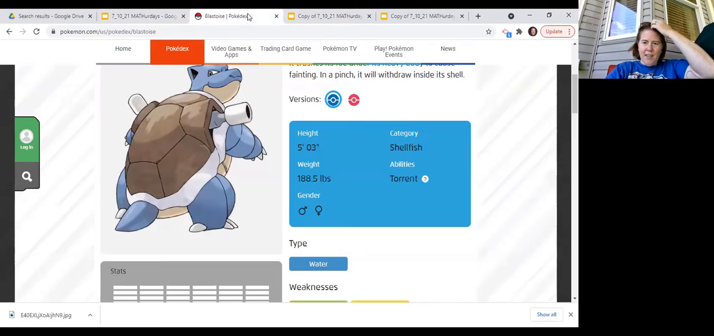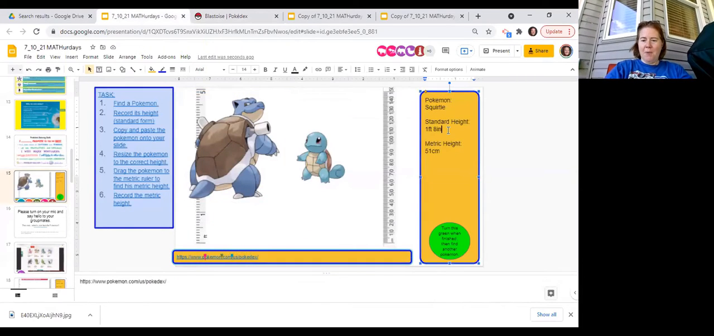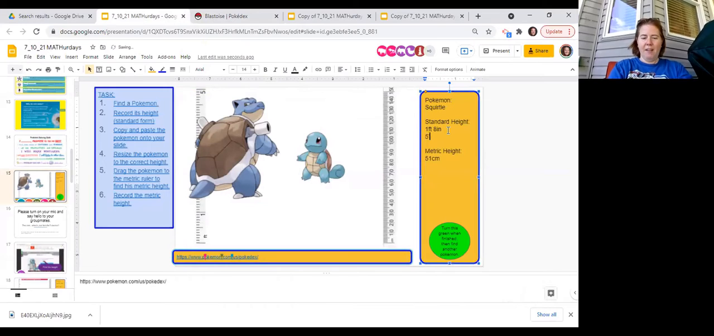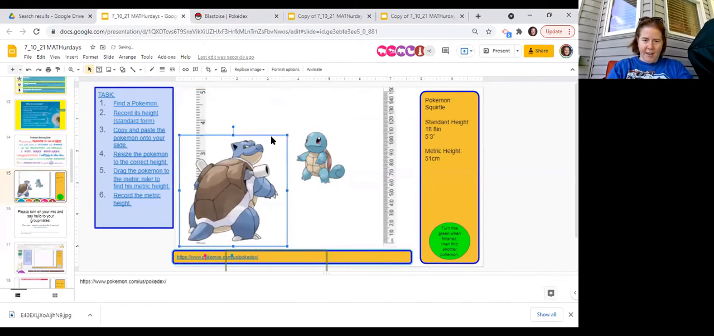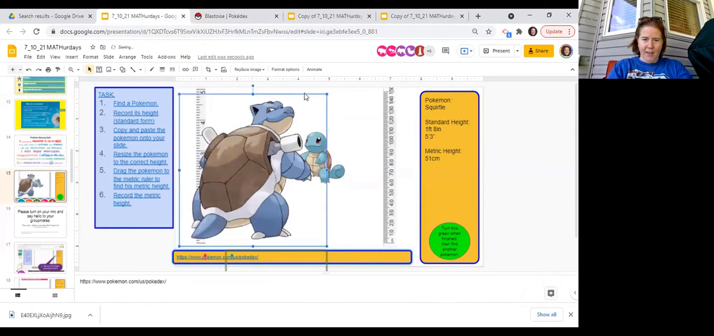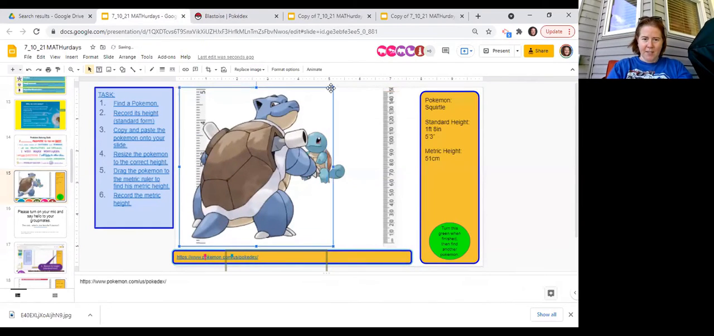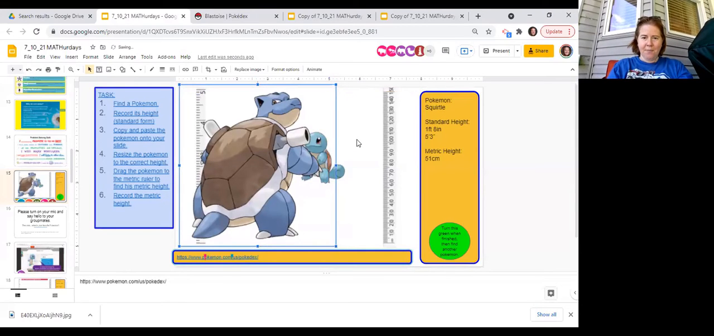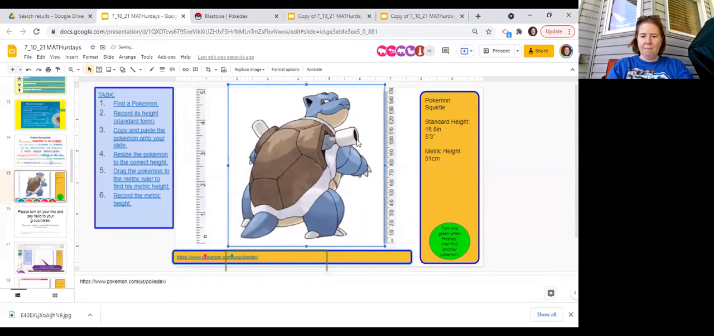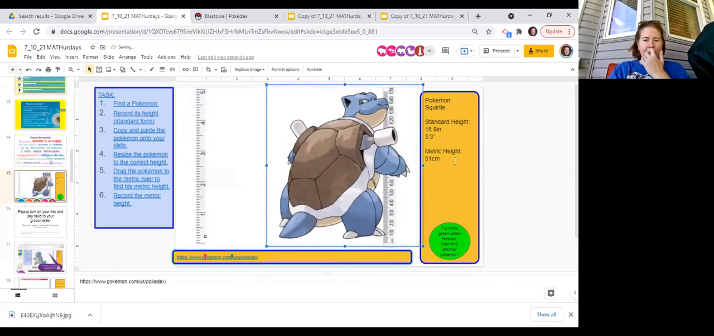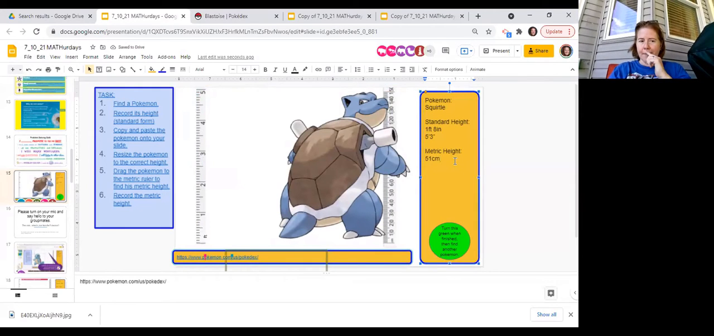Wait, how big was he? Oh yeah, 5 feet 3 inches. And then I'm going to put it over here on the right, 5 feet 3 inches. But gosh, he's not lining up that way, so I have to make him that way. I have to keep increasing him, increasing him, increasing him, until he is the size he needs to be. Then I'm going to measure him based in centimeters and put the metric height next to it. So that's the entire task here.